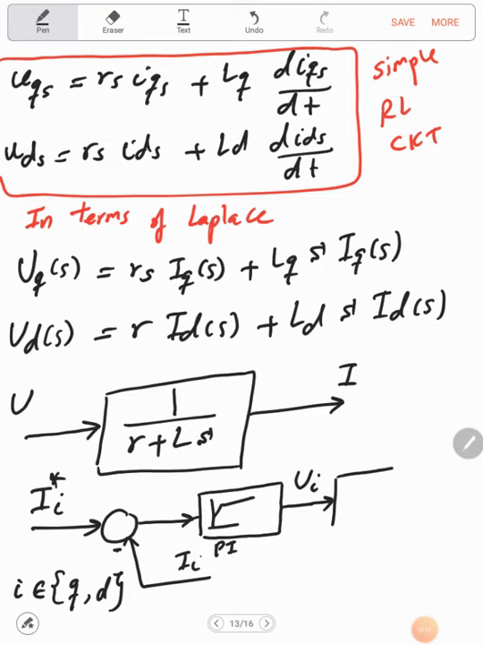And after that I will use 1 over R plus LS, and now I'm having here the output current, which is the I, and here I can feed it. So simply this is a very simple closed loop current controller. So how can I design the gains of the current controllers?